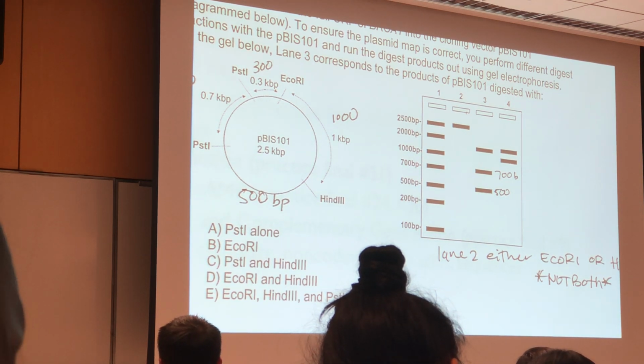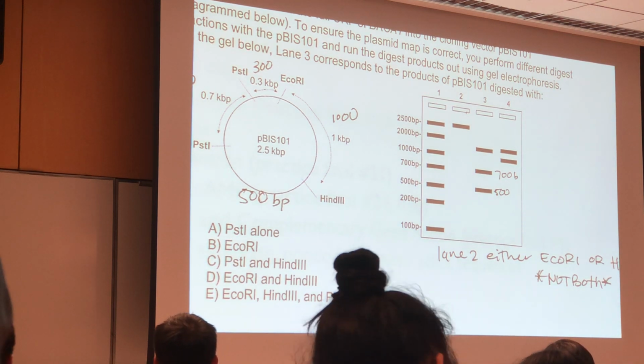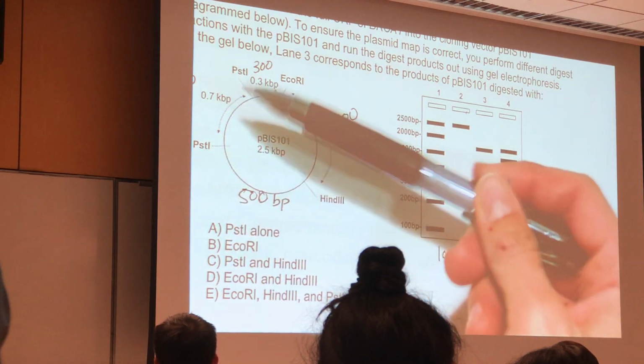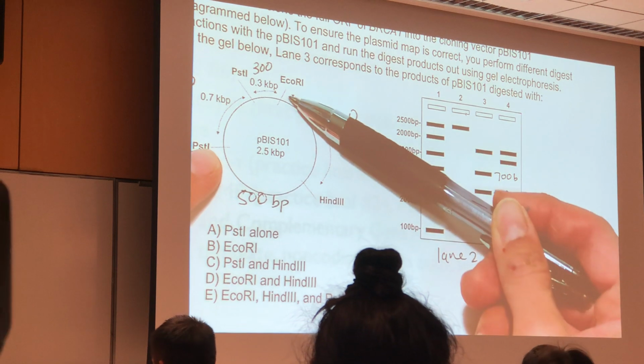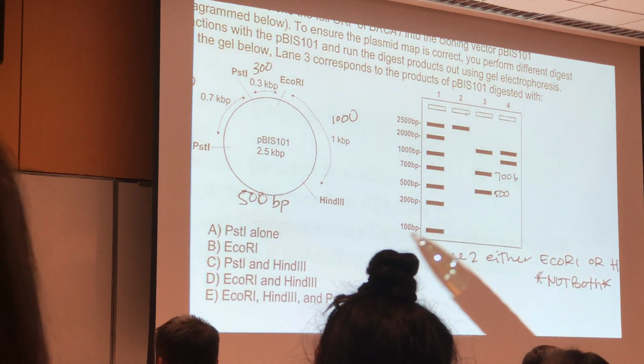What two enzymes would we cut with? Or is there any one enzyme you could cut with alone and get 3 fragments? No, we'd have to cut with 2. PstI would cut here and here, and we would get this fragment and this one. Cutting with EcoRI or HindIII would just give us 1 long fragment. So we're cutting with 2 enzymes.